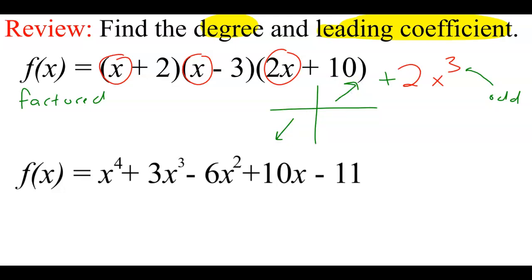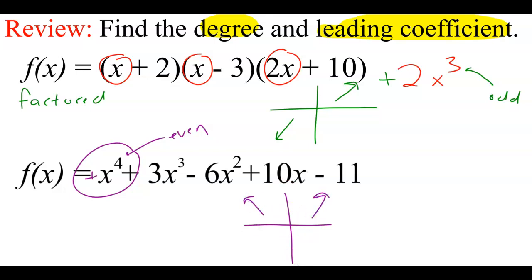The next example is even easier because it's already in standard form. It's not factored. So we already can see that first term right away. That's a positive 1x to the even fourth power. So a positive even would start up and end up. Okay, this will be really important for today's lesson. So that was just a quick review.